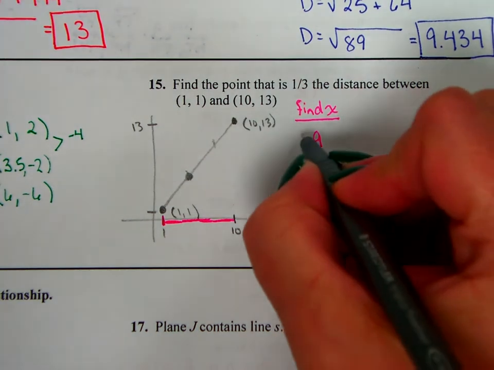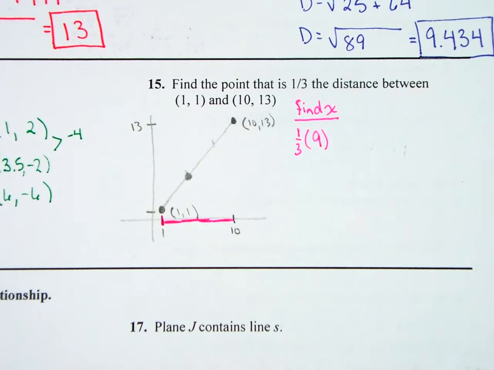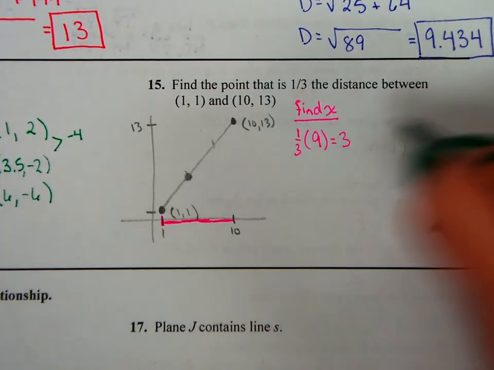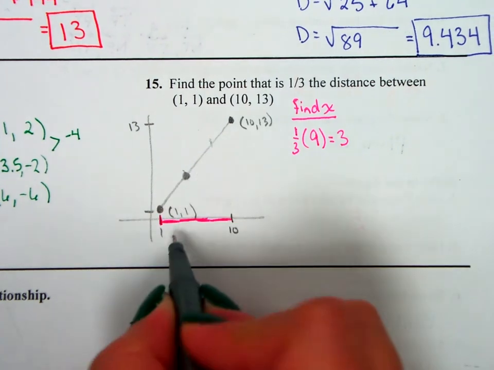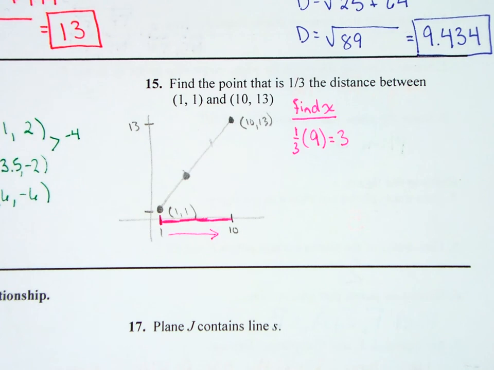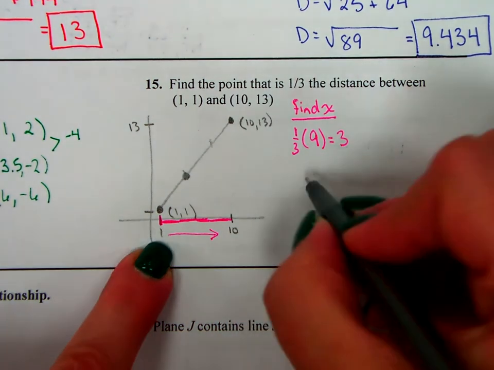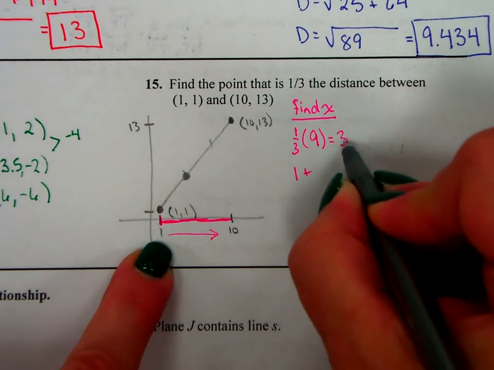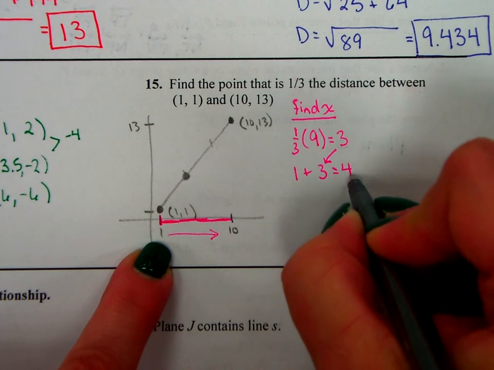I don't want to go that whole 9. I only want to go 1/3 of that 9. What's 1/3 of 9? 3. So then, if I'm going from this point to this point, I'm going this direction. Am I adding or subtracting? Adding. Where am I starting at? 1 or 10? 1. So 1 plus 3. The answer we got from there.